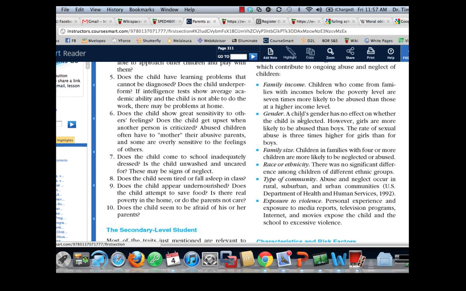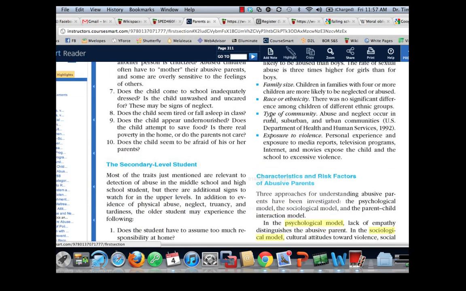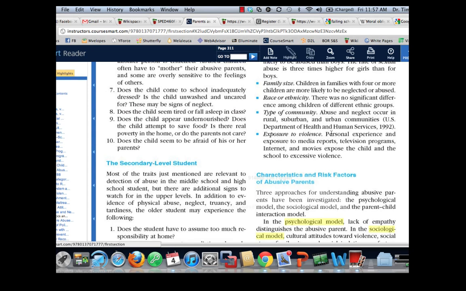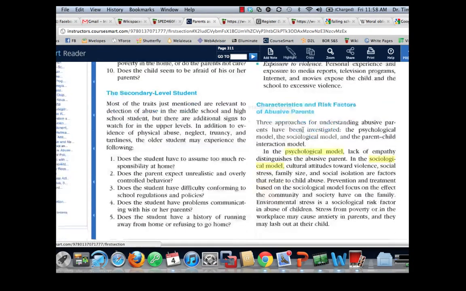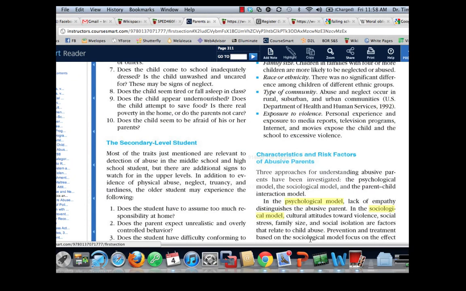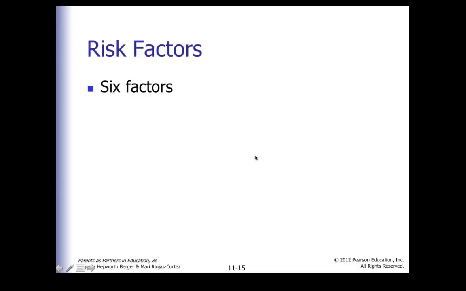So again, I'm saying if you're in a low-income school, type of community, urban communities, Department of Health, this exposure to violence, personal experience, exposure to media reports. And I don't think that's as much as if you see violence at home, if that's the kind of culture they live in. So those 6 are what you're going to put up here and what they are.